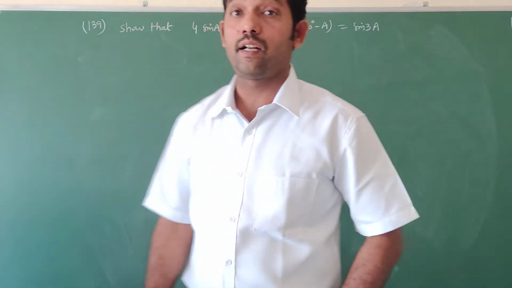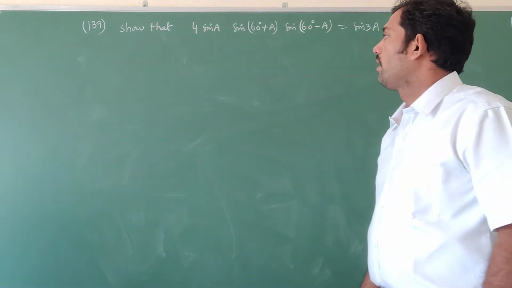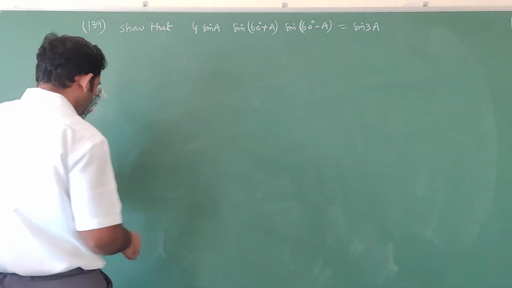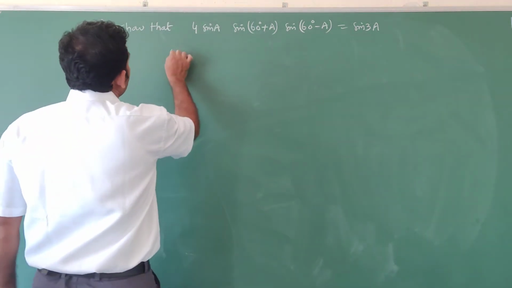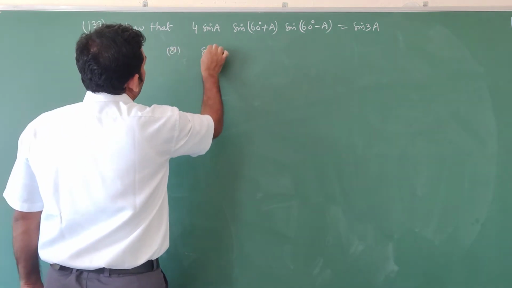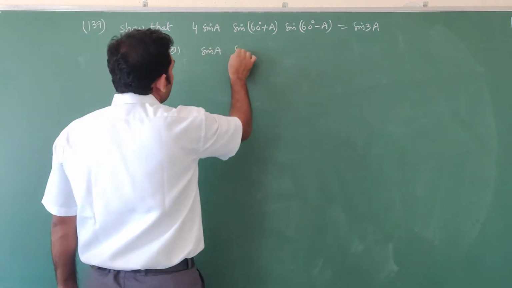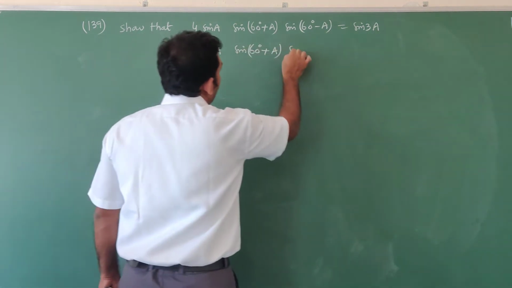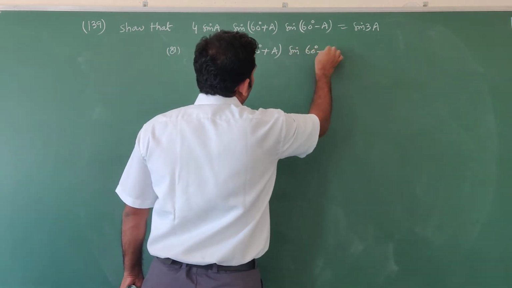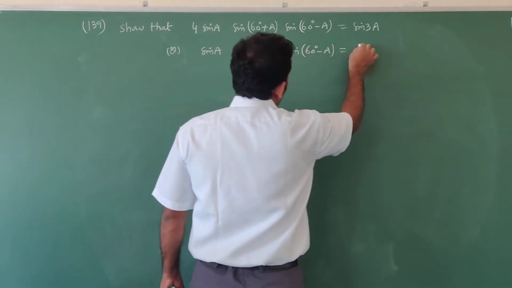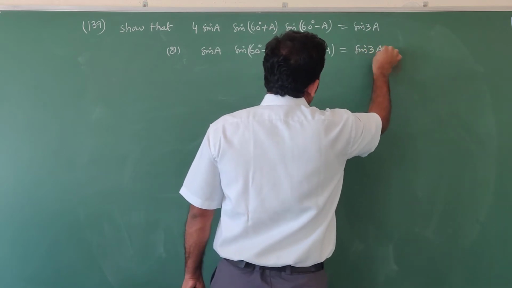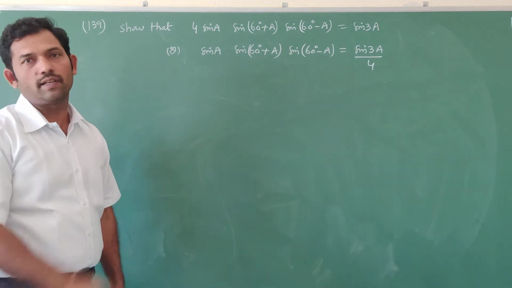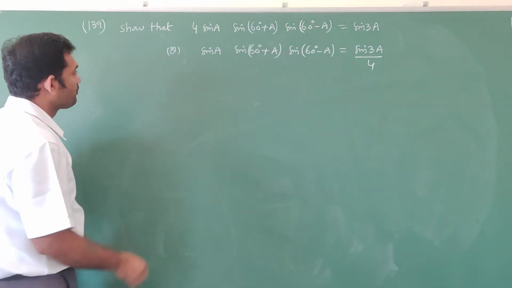Very simple bit and also very important. The same question they will ask in this way also: show that sin A sin 60 degrees plus A sin 60 degrees minus A is equal to sin 3A divided by 4. Both are the same answers. See this.